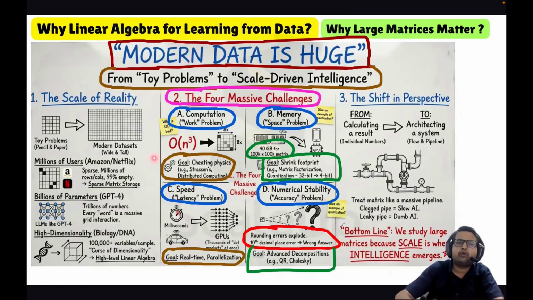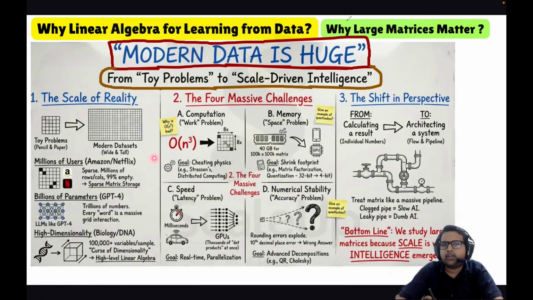So these are the four massive challenges when dealing with large matrices: the computation, the memory, the speed, and the numerical stability. And we make use of large matrices to deal with this problem. And linear algebra has got the tools to deal with these four massive challenges.